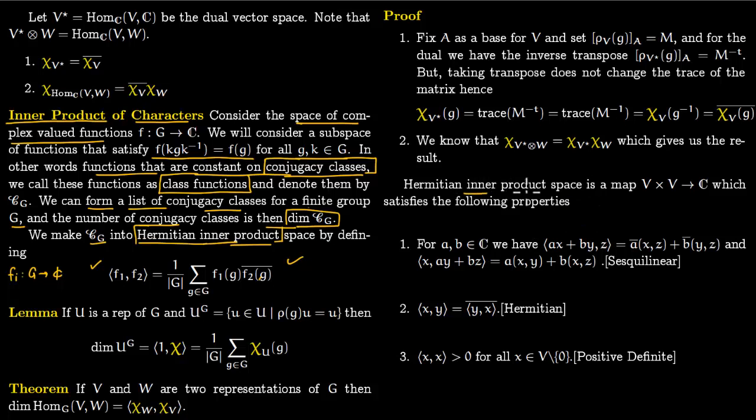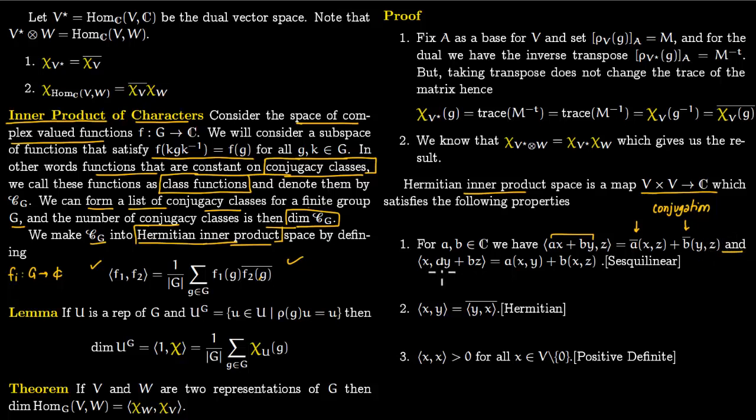If you have forgotten the Hermitian inner product, let us quickly go through its definition. A Hermitian inner product is a map from a vector space to complex numbers. It satisfies three properties. The first is that you take a and b in complex numbers, and if you have something like ax plus by comma z, then you can take this a and b out. So you have a conjugate and b conjugate, y and z. You look at the conjugation here.